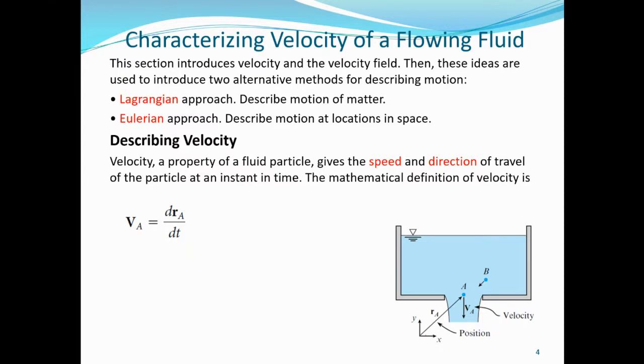And B is another particle approaching the exit. The arrow here indicates the velocity vector. So here, VA is the velocity of particle A and RA is the position vector of particle A at time t.